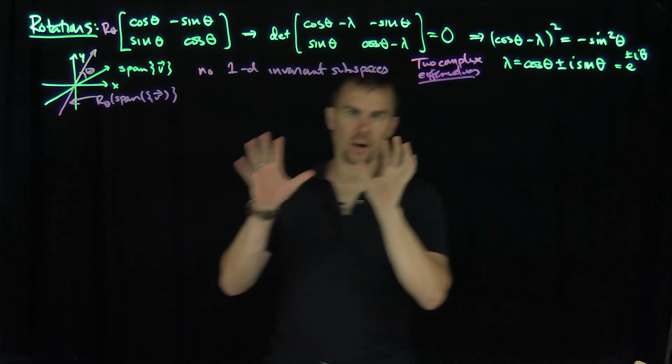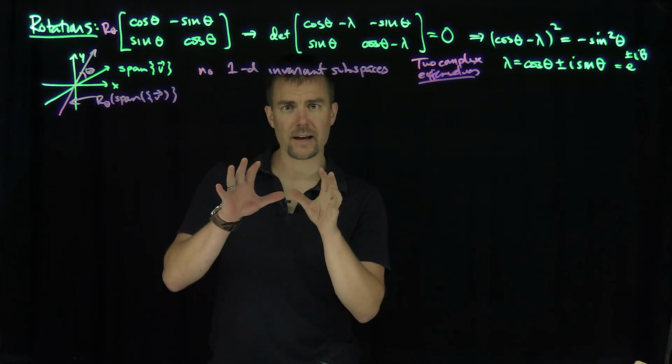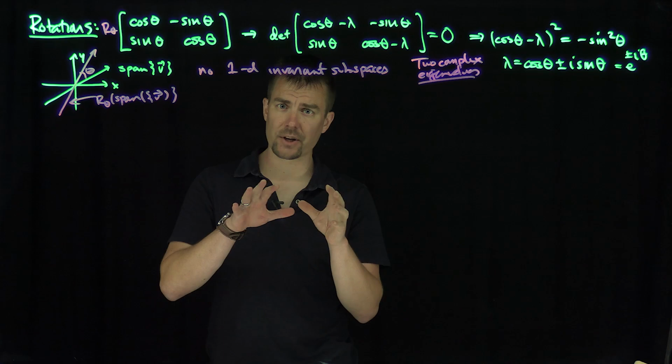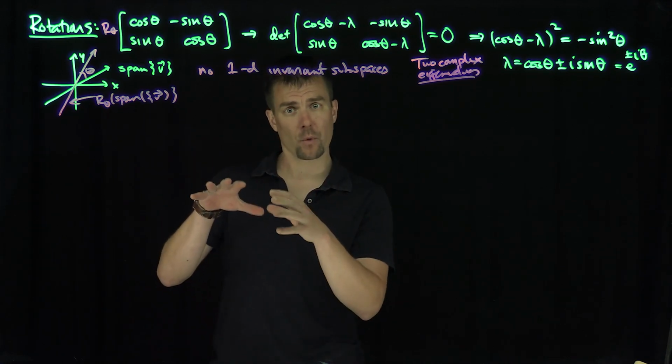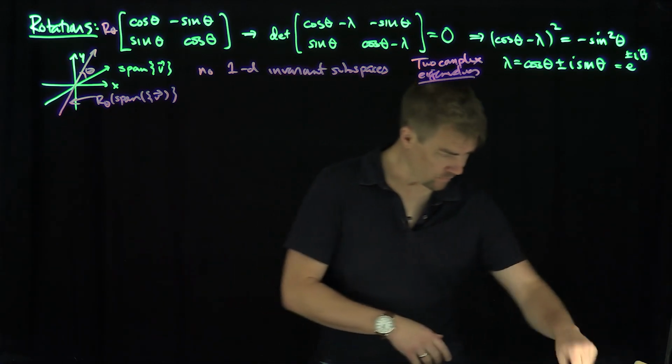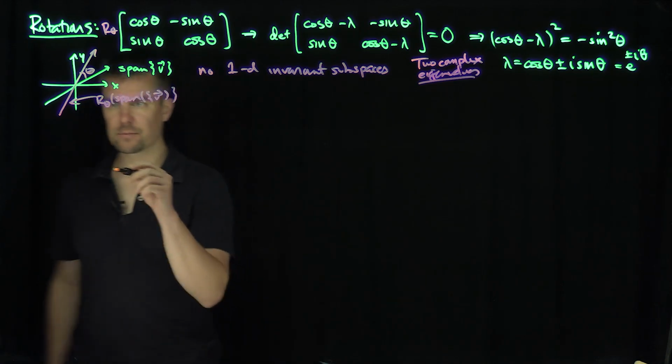Now, of course, in other words, there are eigenvalues, but they're complex eigenvalues. And so when we're doing diagonalization procedures, we have to put these into a different bucket than the ordinary real-valued diagonalization. All right, let's talk about reflections next.